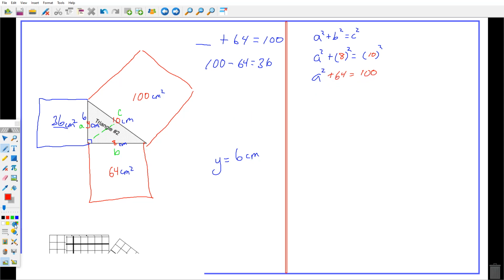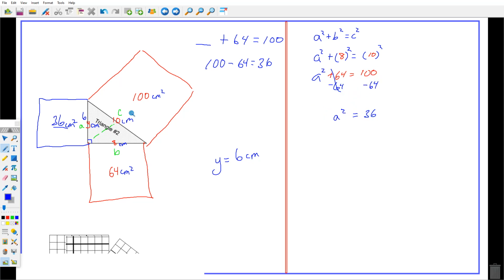At this point, I can solve this equation by saying, well, I want just the term with the unknown in it all by itself on this side of the equal sign. So I'm going to subtract 64 from both sides. I apologize, that looks like a 9. If I subtract that from both sides, on the left side I'm just left with a squared, because 64 take away 64 is 0, and over here I'm left with 36.